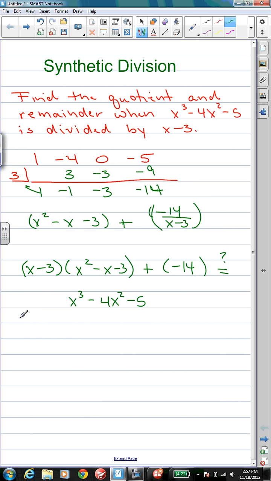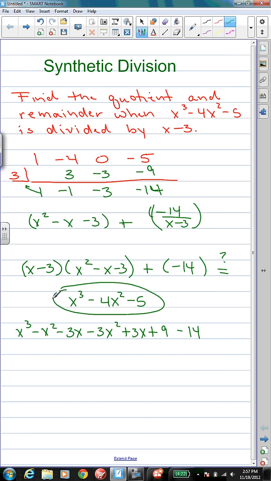So I'm going to write out that whole thing again so you can see it. That was x cubed minus x squared minus 3x minus 3x squared plus 3x plus 9 minus 14. Now when I simplify that, I should get this one back. That's the question. Do I get that back?